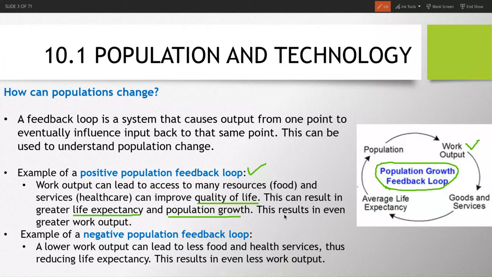On the other side of it, you can have a negative population feedback loop. Okay, so it's the same example, but a different scenario. A lower work output can lead to less food and poorer health services. Okay, maybe there's a reduction in the amount of employment or available workers and so on that have a negative effect on work output.